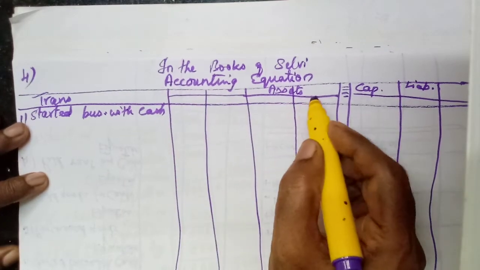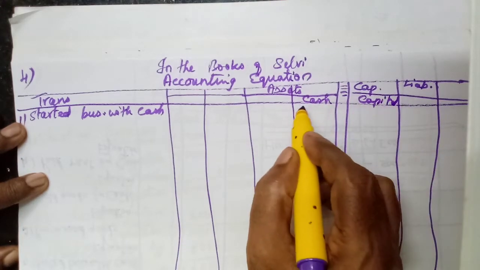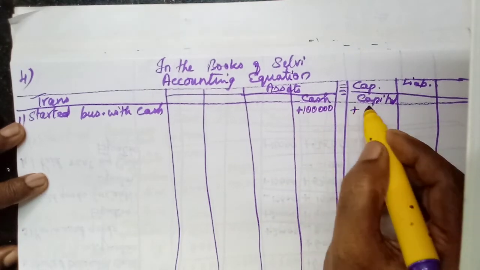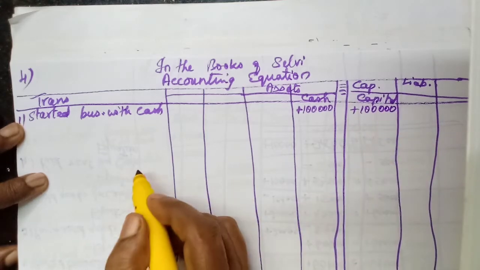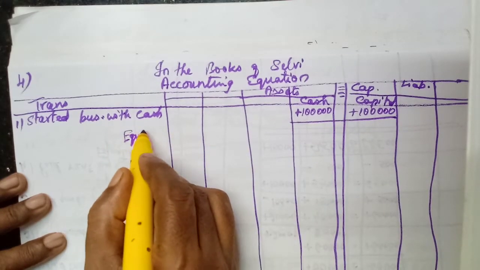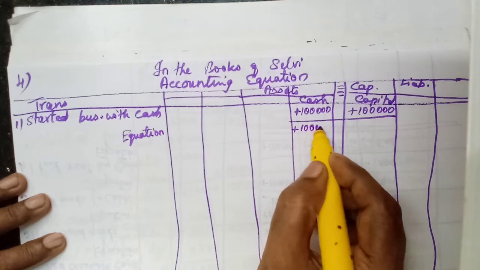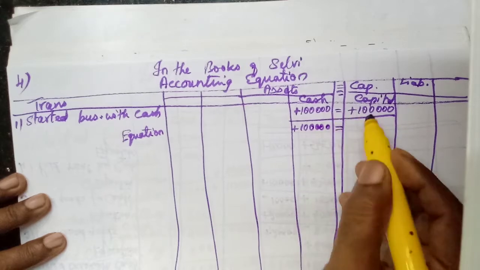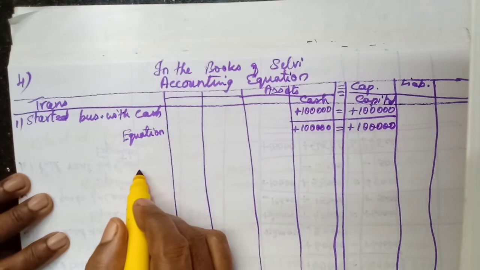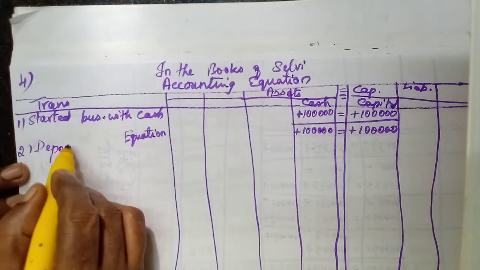Started business with cash. It affects cash and capital, isn't it? So plus how much? 1 lakh. Here plus 1 lakh. Okay. But then we should draw and write the equation here. It is very easy, but you should know. Plus sign, then the same amount you write. Equal to. Everywhere equal to. Okay. Then second transaction: deposited cash into bank.